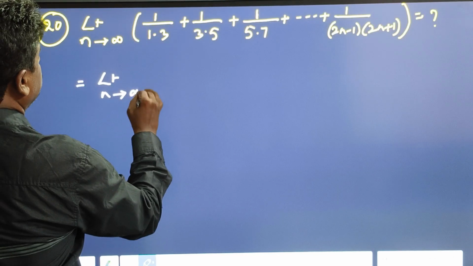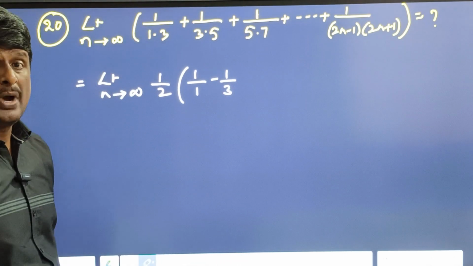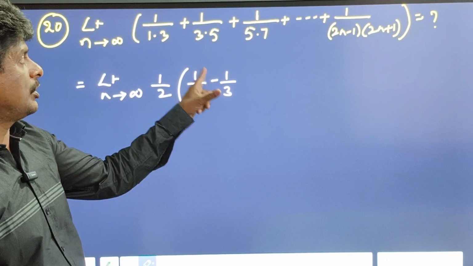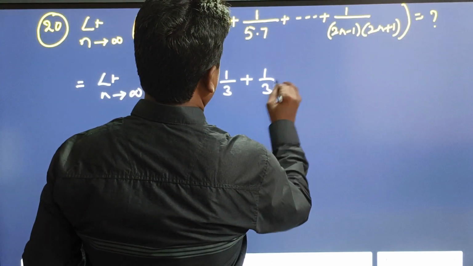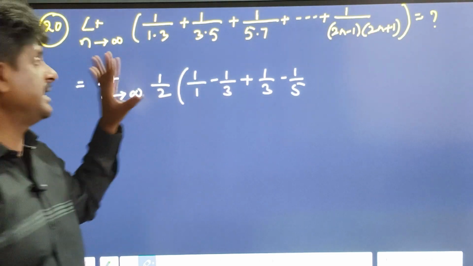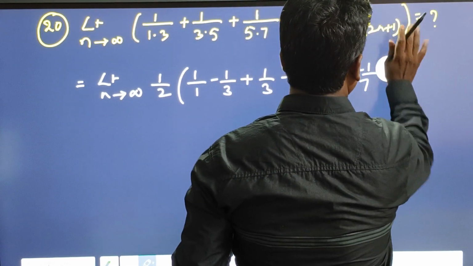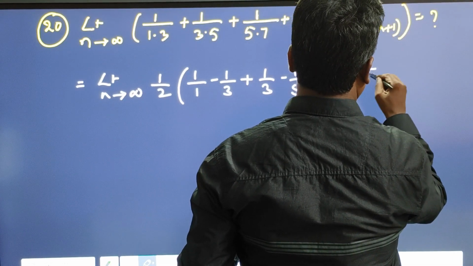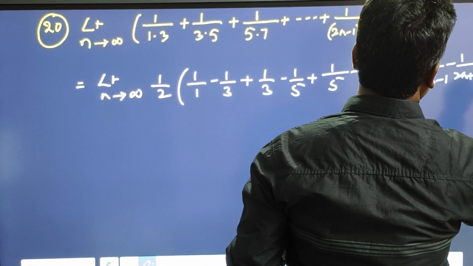limit n tends to infinity, 1 by 2 times (1 by 1 minus 1 by 3). Why? Because 3 minus 1 gives 2 by 1 into 3, but 2 is not there in the numerator, so divide and multiply by 2. This will be 1 by 3 minus 1 by 5. 5 minus 3 gives 2 by 3 into 5. The 2 taken out common gets cancelled, and it will be as it is: 1 by 5 minus 1 by 7 plus and so on, plus 1 by (2n minus 1) minus 1 by (2n plus 1).